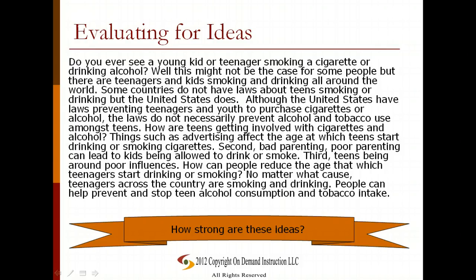How are teens getting involved with cigarettes and alcohol? Things such as advertising affect the age at which teens start drinking or smoking cigarettes. Second, bad parenting. Poor parenting can lead to kids being allowed to drink or smoke. Third, teens being around poor influences. How can people reduce the age at which teenagers start drinking or smoking? No matter what the cause, teenagers across the country are smoking and drinking. People can help prevent and stop teen alcohol consumption and tobacco intake.